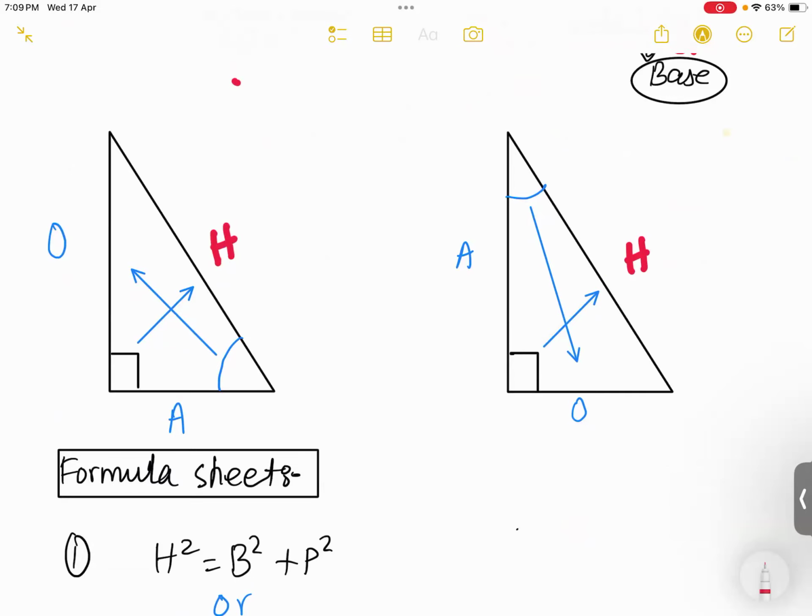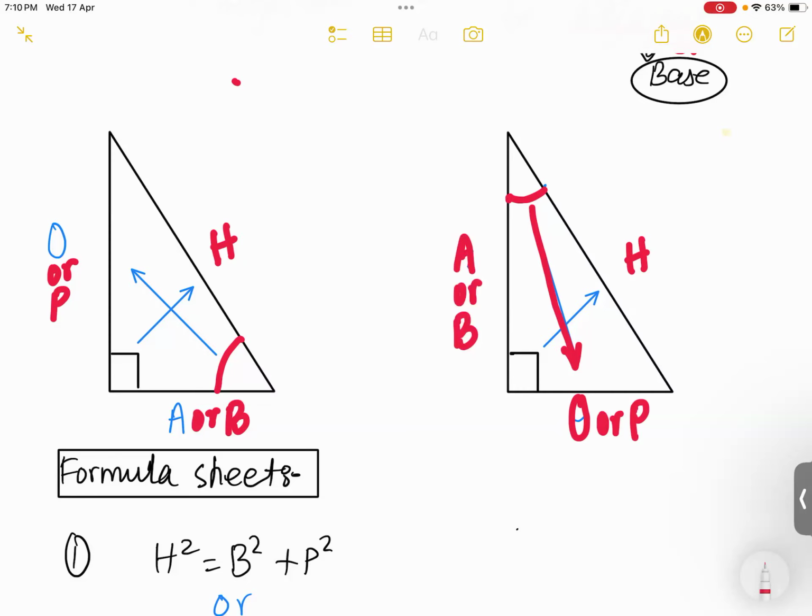Yes or no? If one of the angles is available, it means that the side opposite to the angle is the opposite side, or we can say that it is perpendicular. Got it? And the third side would be adjacent or the base of the triangle. Is this clear, everybody? You can see that in the second case, this angle is given. So the side opposite to this angle would be the opposite side like this, and we can also call this perpendicular. And the third side would be adjacent, or for example, base. Got it? Understood?